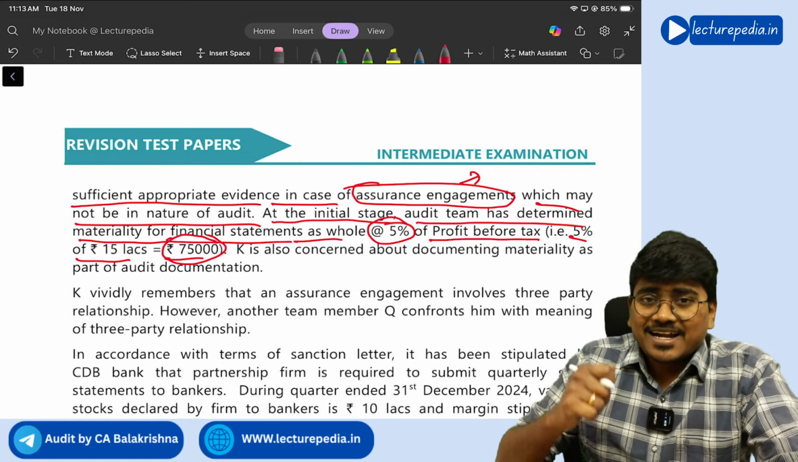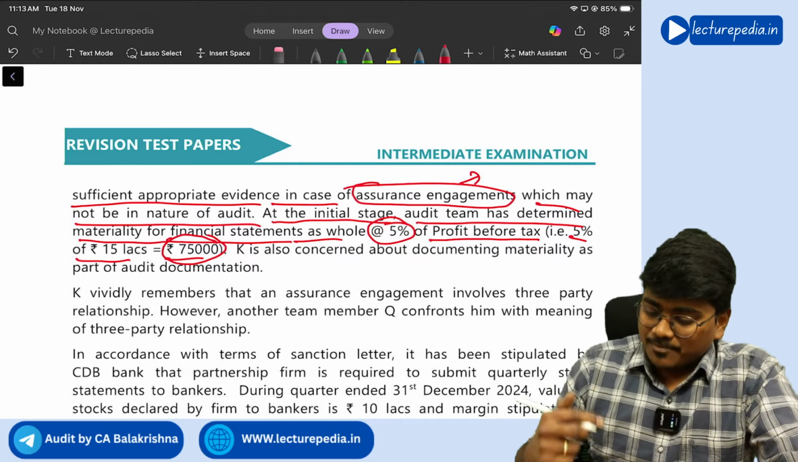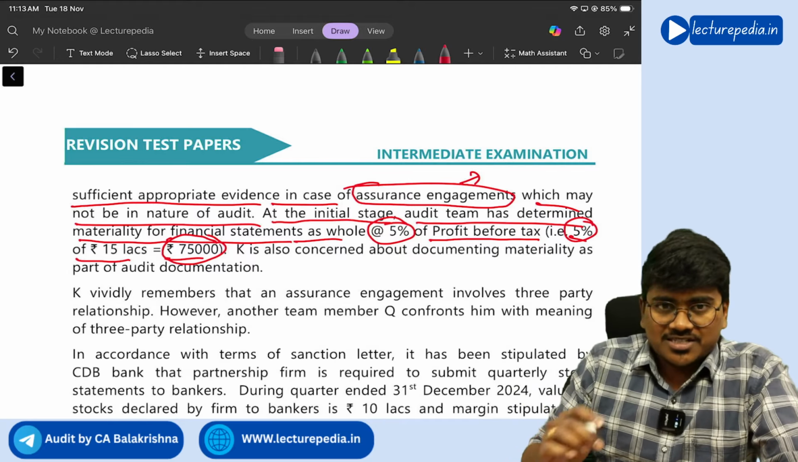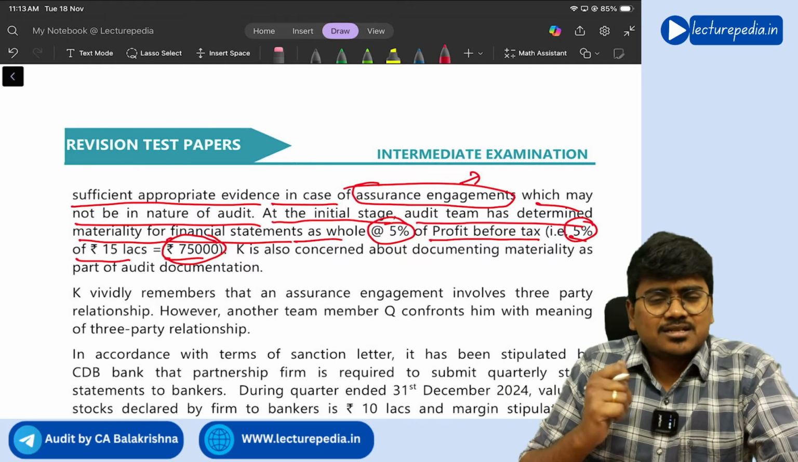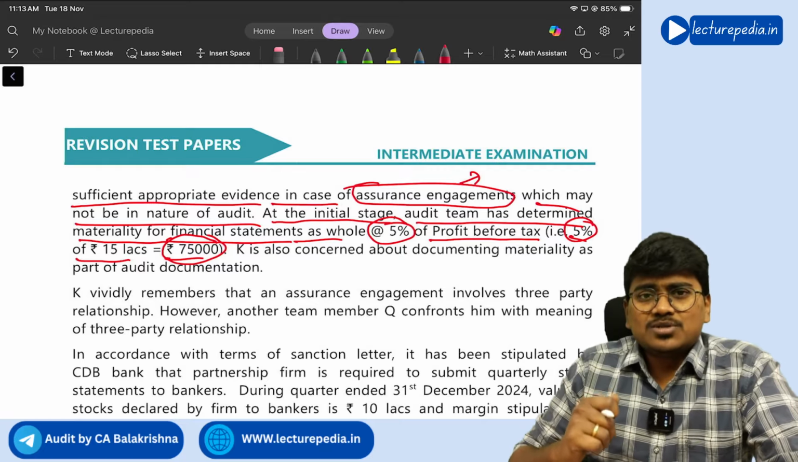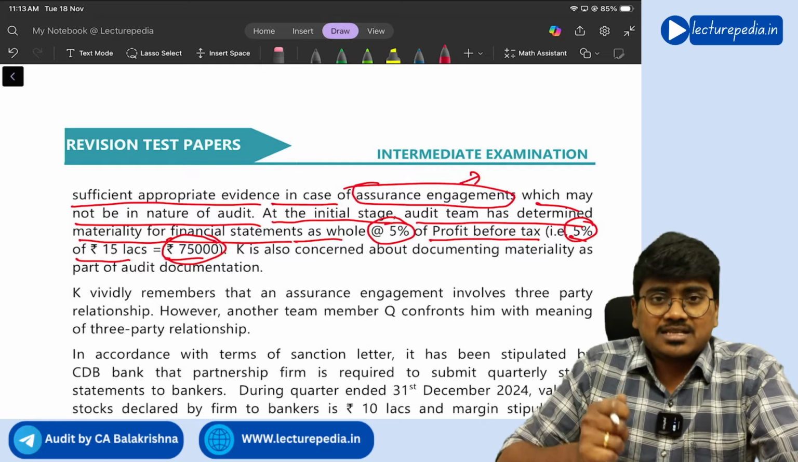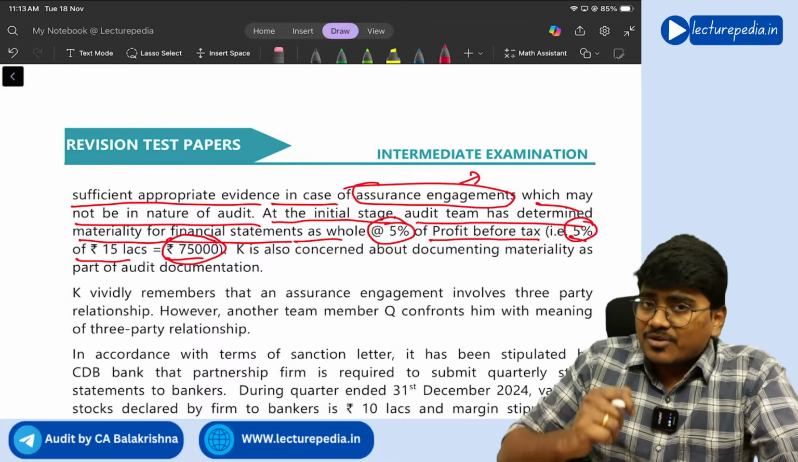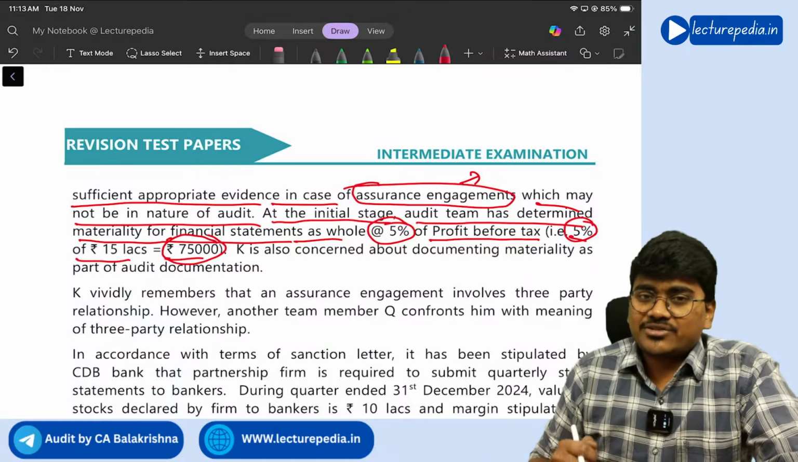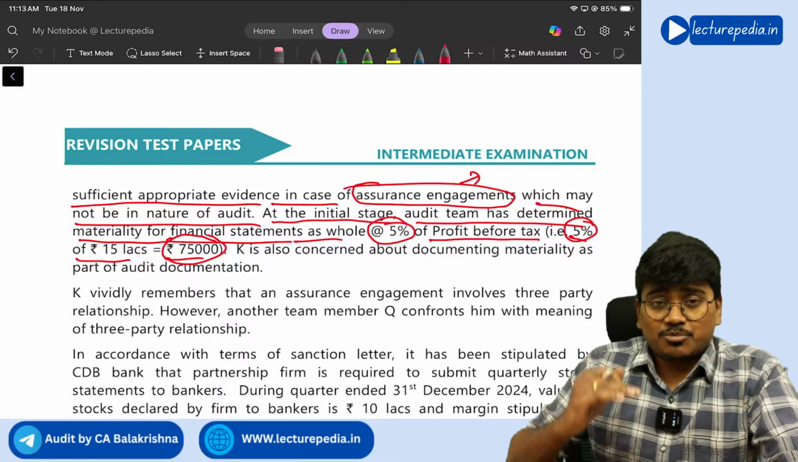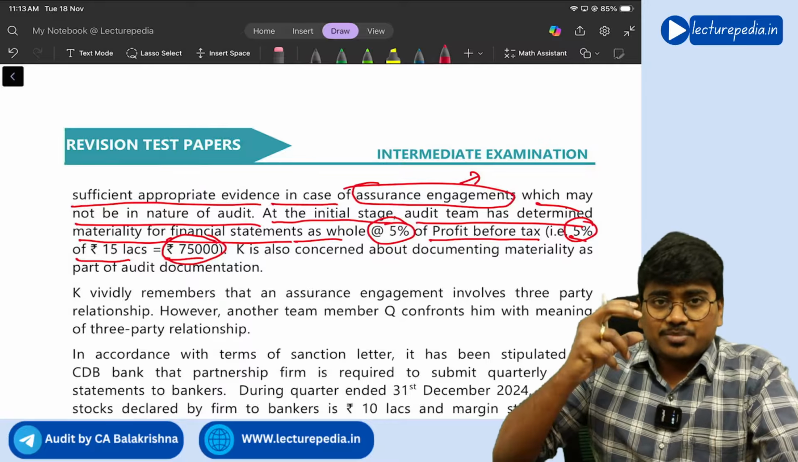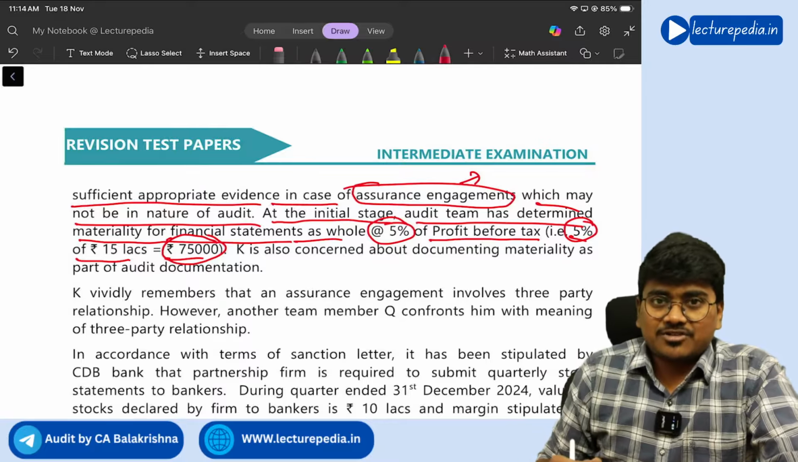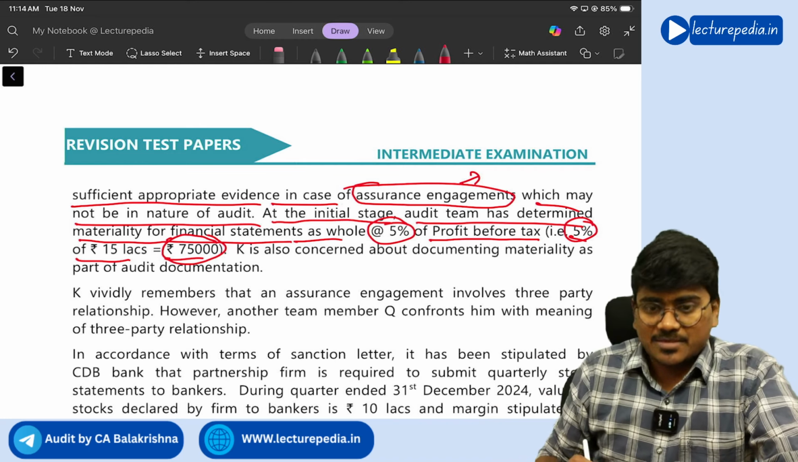They have taken net profit as benchmark, and on that they have applied 5%. I told you always the percentage that you use in case of materiality will be single digit, less than 10, most of the cases, 99% cases. Whereas for calculating performance materiality, it will be double digit, more than 50%, like 60%, 70%, 80%, like that it will be there for performance materiality, right.